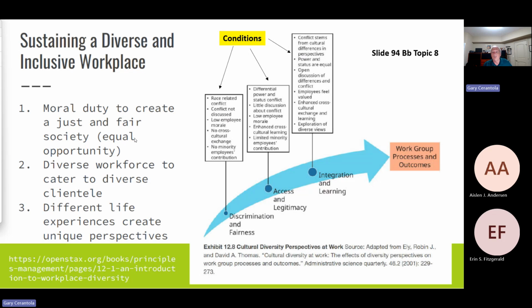Okay. All right. So here's where you look at this continuum. When you're talking about work group processes or outcomes, discrimination and fairness are race related, and the conflicts are not discussed. There's low employee morale. With access and legitimacy, there's little discussion about the conflict, low employee morale, and differential power status. And if you don't integrate, the conflict stems from cultural differences. So you need to have a sense of how you bring this together.